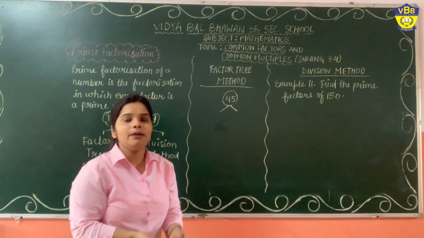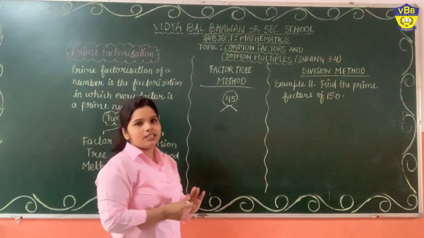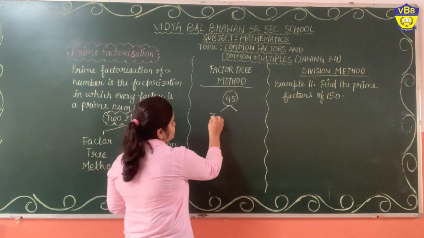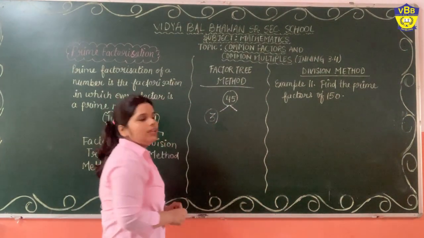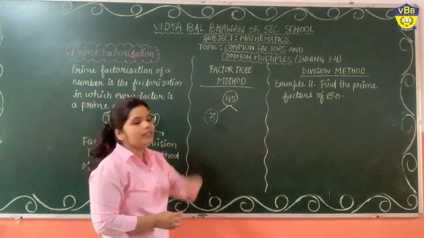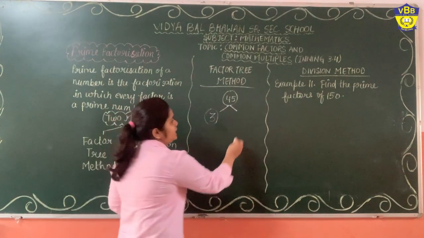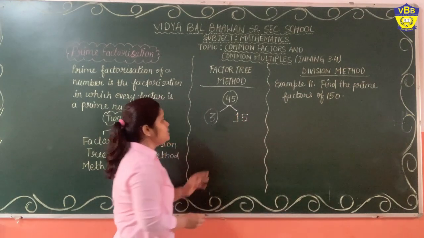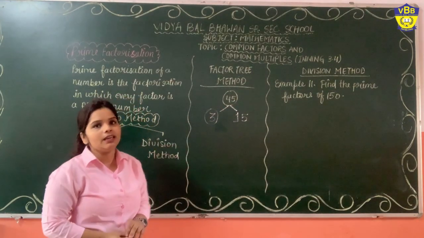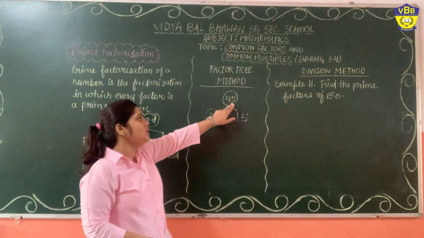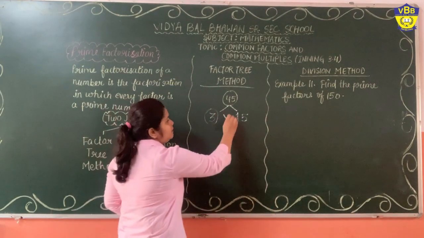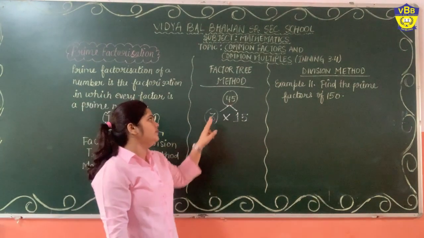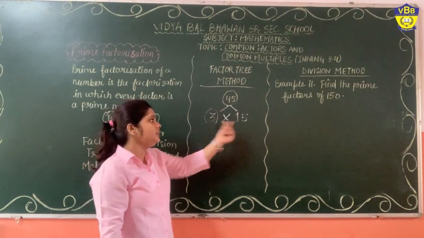The next prime number is 3. So is 45 divisible by 3? Yes, it is divisible by 3. How many times? In 15 times, 45 will be divided by 3. You can see we have written 45 as 3 multiplied by 15. Now 3 and 15 are factors of 45, so we have written 3 and 15.